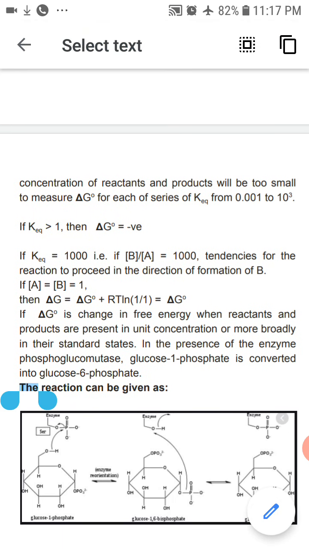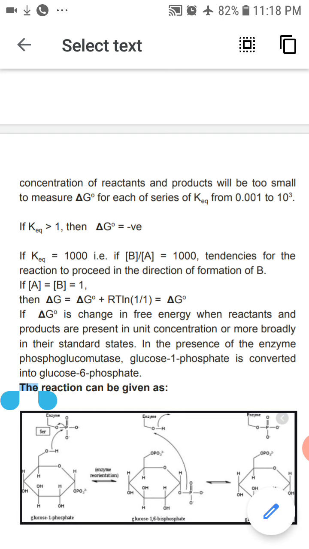If molar concentration of reactant and product is equal to unity, in this case delta G equals delta G naught, because both concentrations of reactant and product are equal to unity, and log 1 is equal to 0. Therefore delta G is equal to delta G naught. Delta G naught is the change in free energy when the reactants and products are present in unit concentration, or more broadly in their standard state.